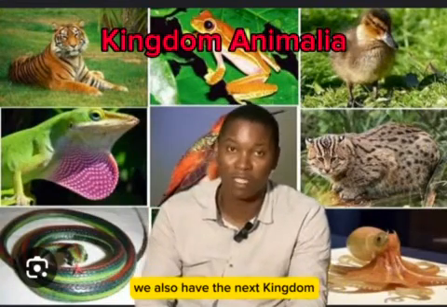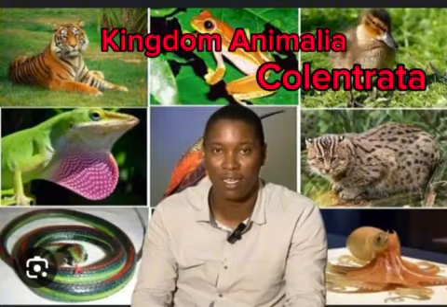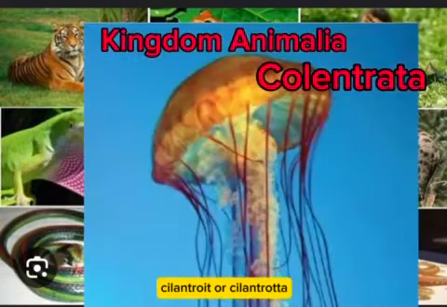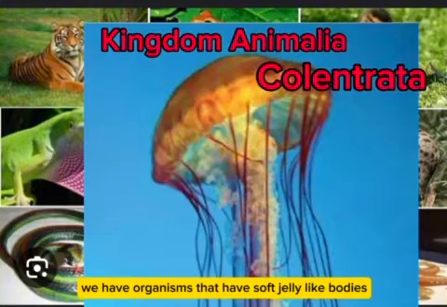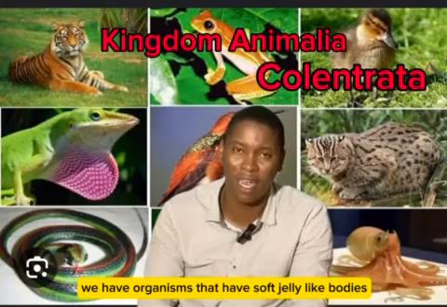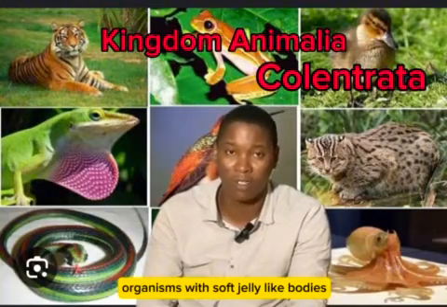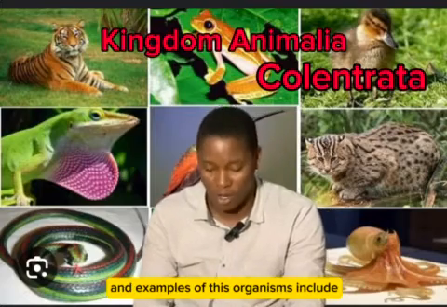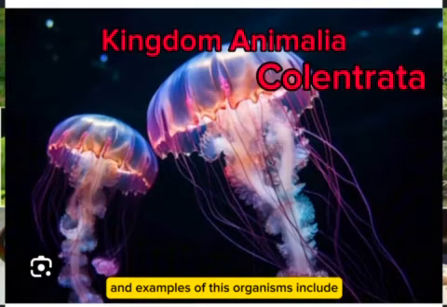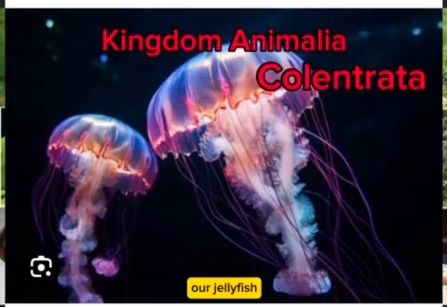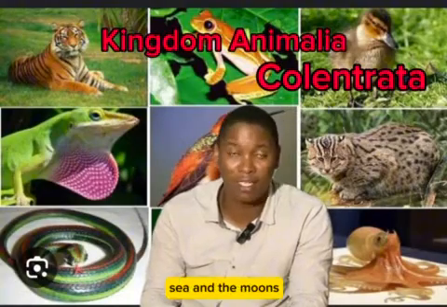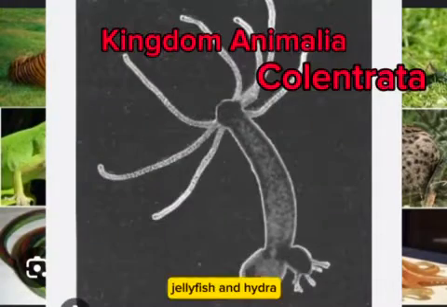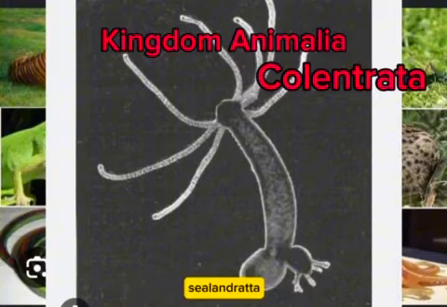The next one is the phylum Coelenterata, or coelenterates. Among the Coelenterata, we have organisms with soft, jelly-like bodies. Examples of these organisms include our sea anemones, our jellyfish, and our hydra. Sea anemones, jellyfish, and hydra are members of the phylum Coelenterata. So we have Porifera, we have Coelenterata.